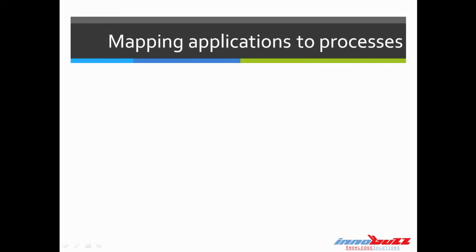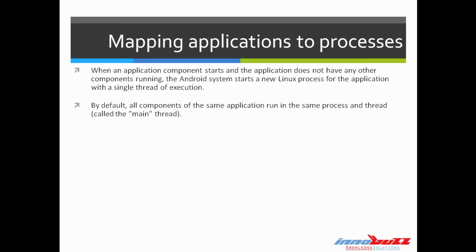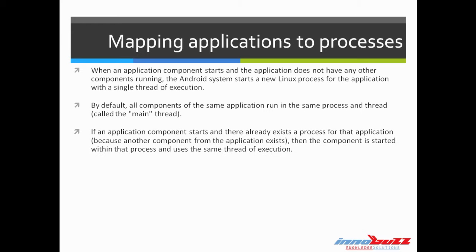Mapping applications to processes. When an application component starts and the application does not have any other components running, the Android system starts a new Linux process for the application with a single thread of execution. By default, all components of the same application run in the same process and thread, which is called the main thread. If an application component starts and there already exists a process for the application because another component from the application exists, then the component is started within the process and uses the same thread of execution.